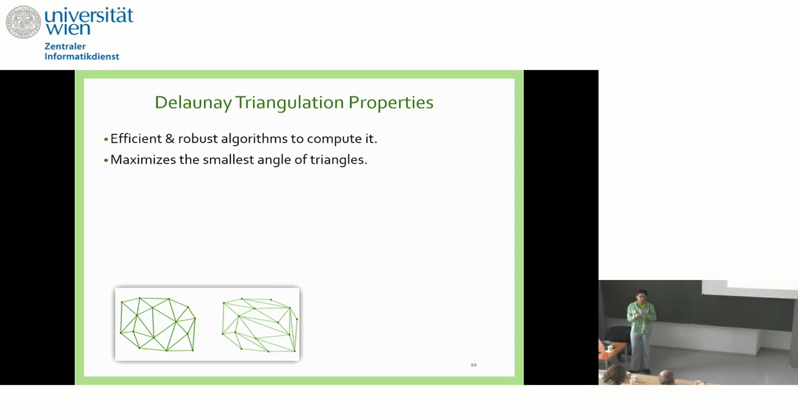So it's even more than that. If you order the angles of your triangulation in lexicographical order, you will see that this is also true, in the sense that if you have another triangulation which has the same minimum angle, the second smallest one would be smaller than in the case of the Delaunay triangulation. There is a question?